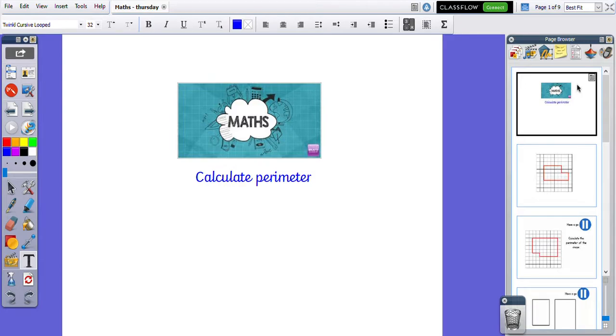Good morning, Year 5. Today we're going to be looking at calculating perimeter. So we should remember what that is. We've covered that in class before, but we are going to do a quick recap and then you will be able to answer your questions nice and easily.